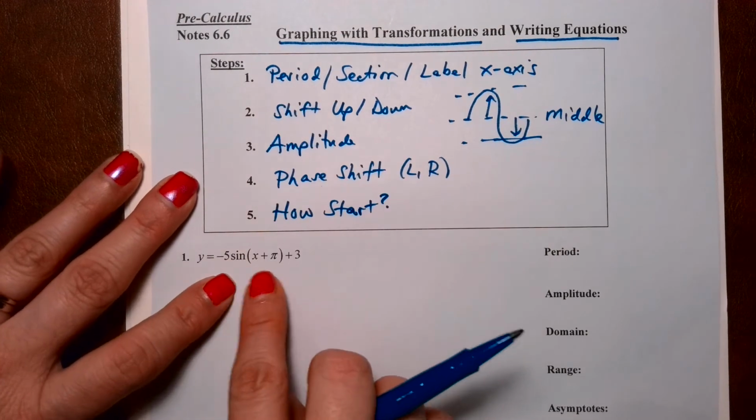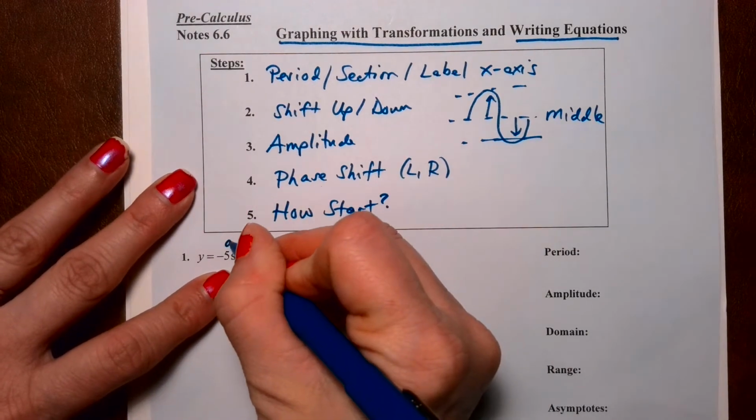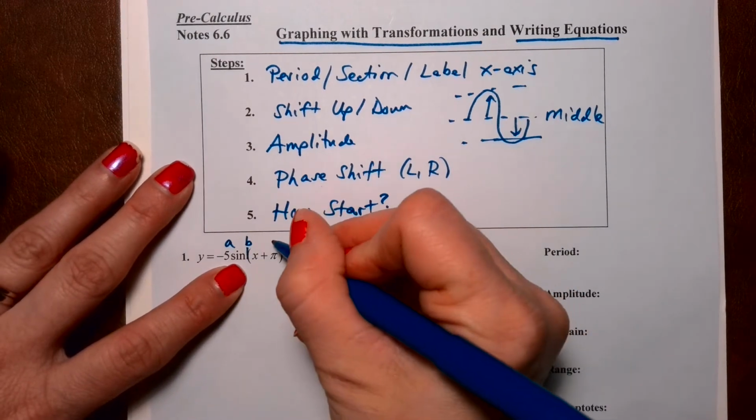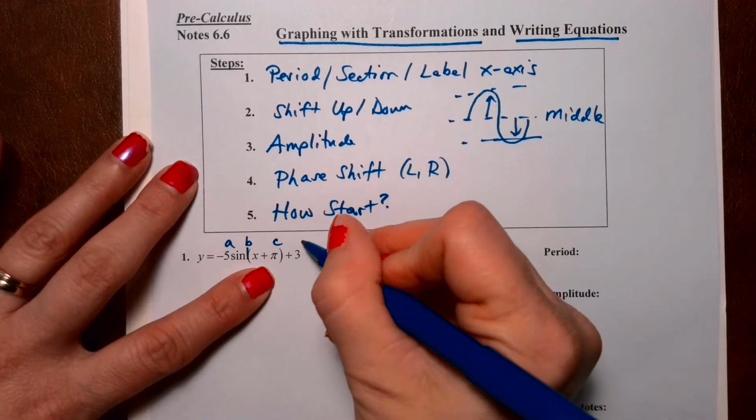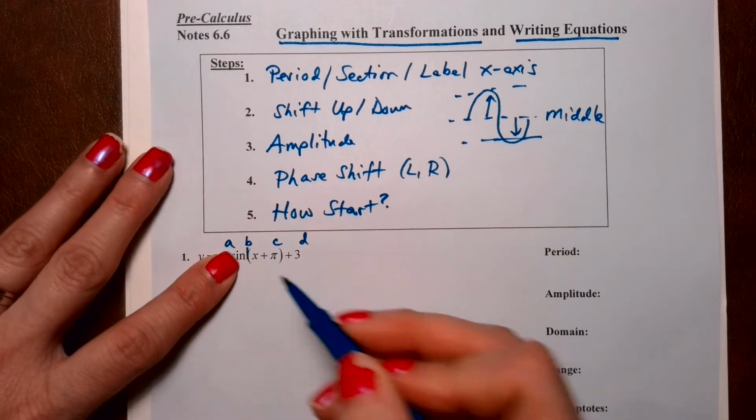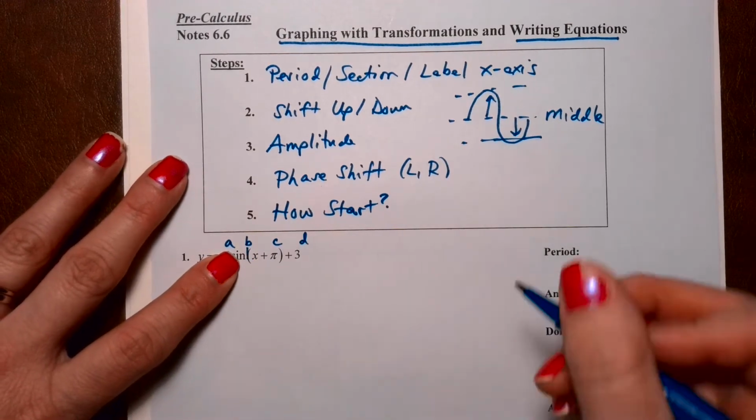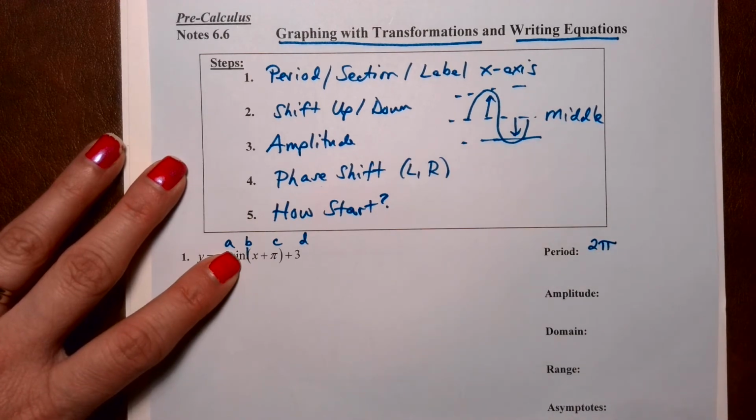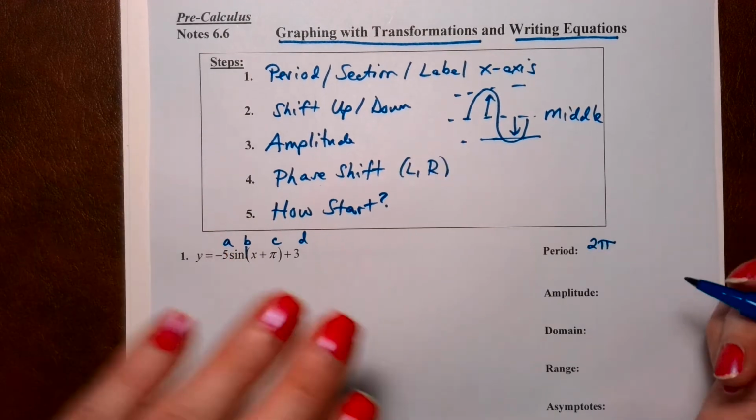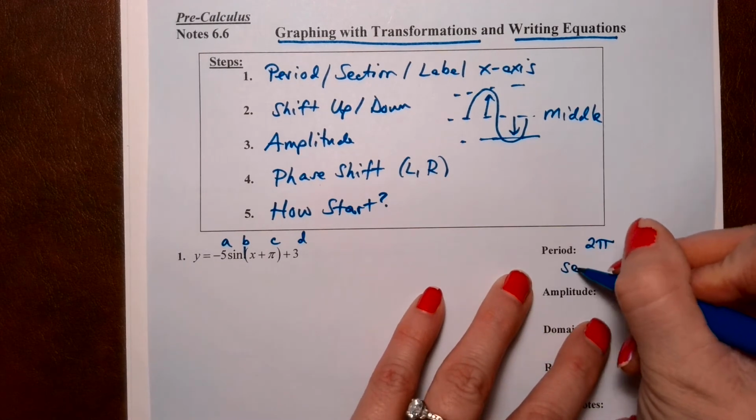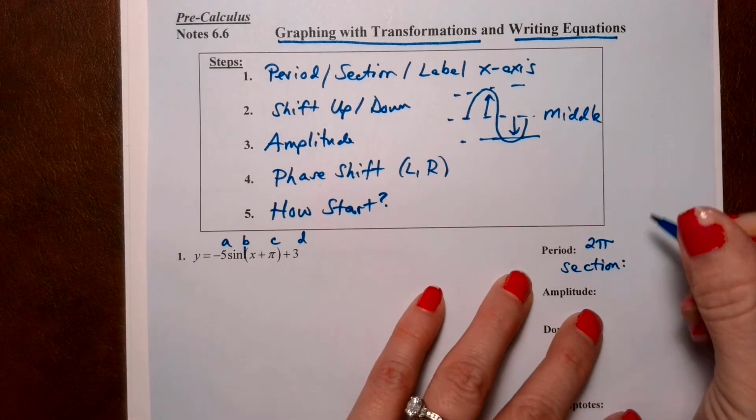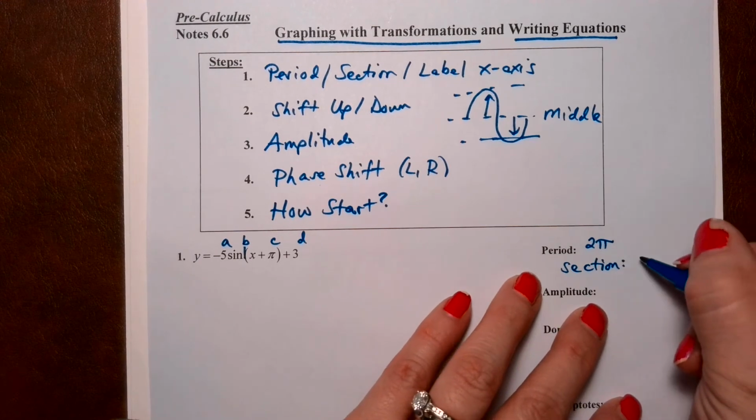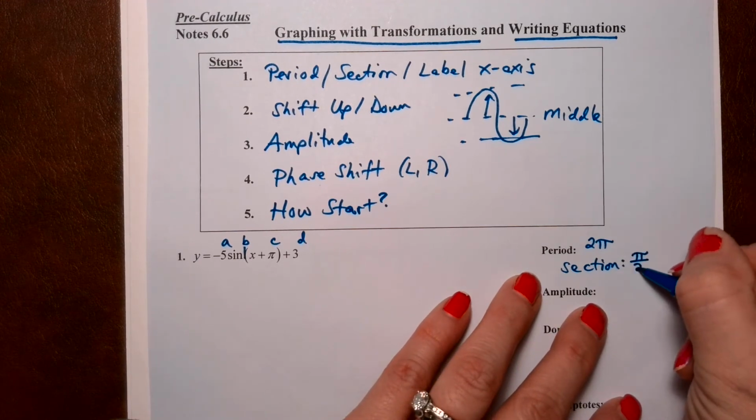The first thing we'll do is figure out the period. This is our A value. Our B value is right outside the parentheses. That's a 1. We've got our C value, and then we've got our D value. The B value helps us figure out the period, and so the period is going to be 2 pi over 1. And then the section. So this is unofficial. Let's just add a little column here. The section would be taking the period and dividing it by 4. So that would be pi over 2.